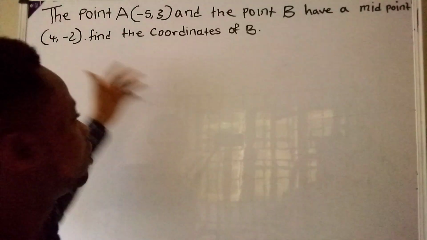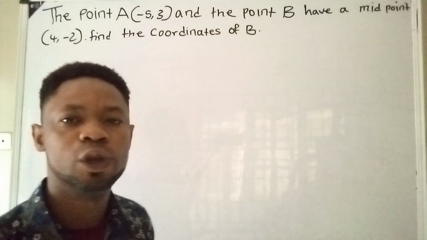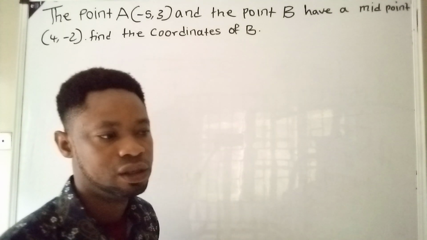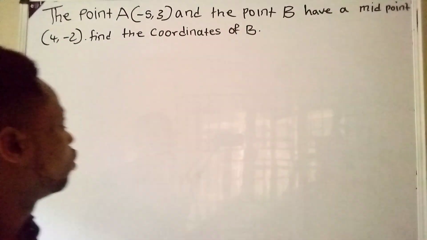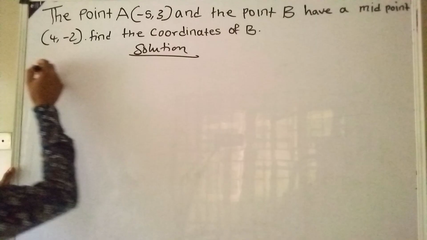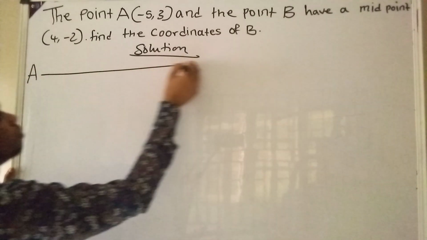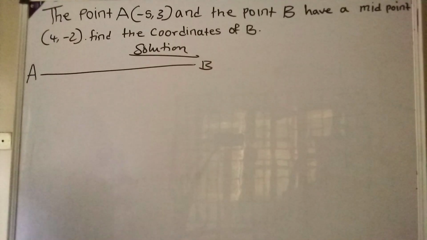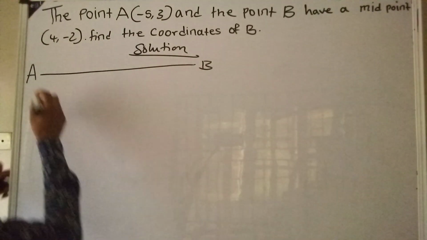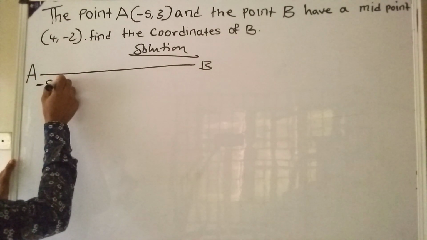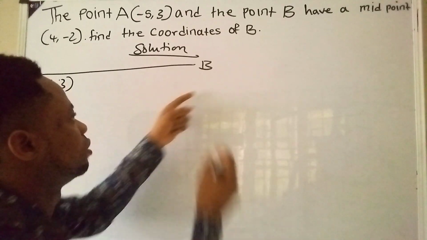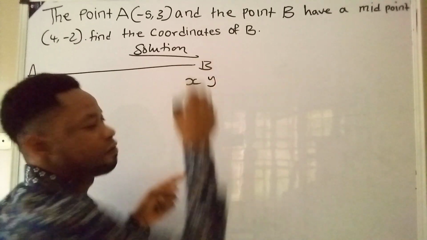Since we have point A and point B, it simply means that we are going to have a straight line, meaning there's a relationship between A and B. So we are going to bring out our illustration, our solution. Then we have point A to point B. Now we have been told that point A is (-5, 3), and point B is not given, so we are going to have X and Y.